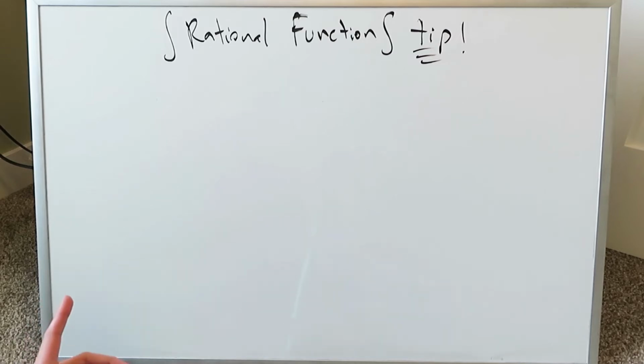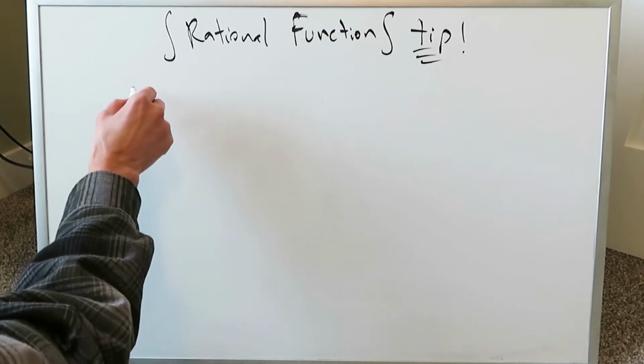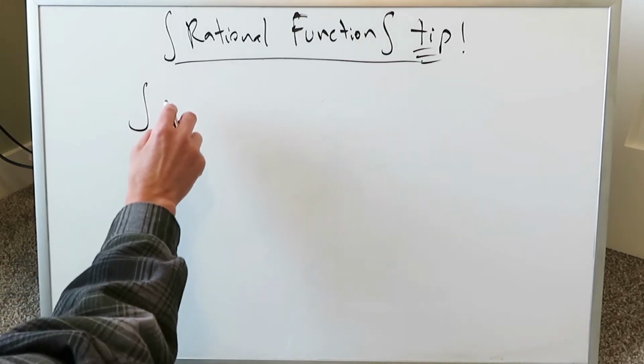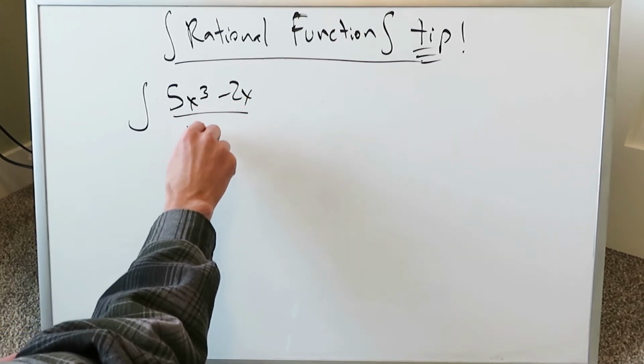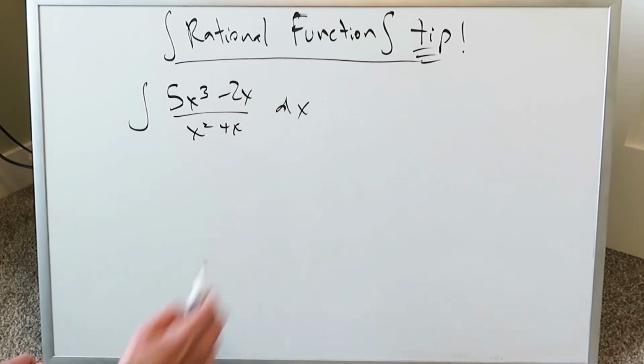I want to reiterate my tip to all of you: always simplify rational functions prior to any kind of procedure, asymptotes, derivatives, antiderivatives. Let's look at the very first question of this video. It is a rational function which looks something like this: the integral of 5x cubed minus 2x divided by x squared plus x dx. We have to determine the antiderivative of this.